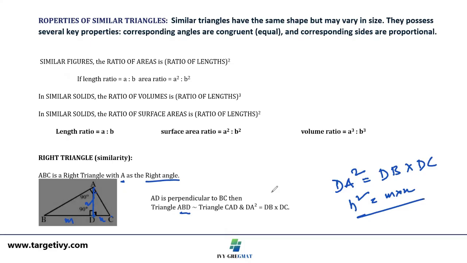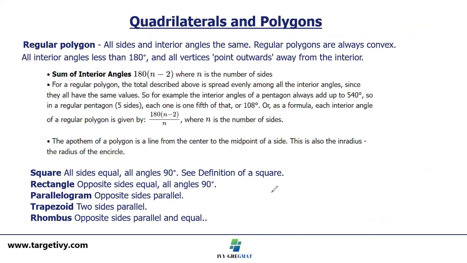So, recapitulating the old topic: quadrilaterals and polygons. What's a regular polygon? All the sides and the interior angles are the same. We are going to deal with regular polygons only. We do not want to deal with absurd figures. Regular polygons are convex. That means they are always pointing outside. Let's draw a regular polygon.